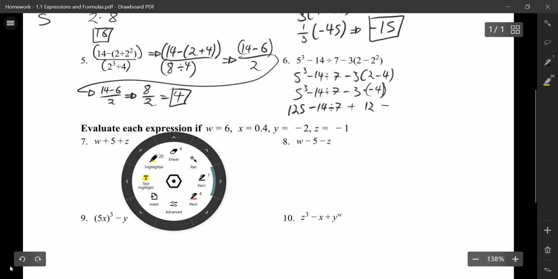Give myself a little bit of space because we're going to move up here now. The only step before addition and subtraction is this division. So we have 125 minus 14 divided by 7, which is 2, plus 12. And that's just simple addition and subtraction. 125 minus 2 is going to give us 123, plus 12. 123 plus 12 is 135. That's what we're looking for there.